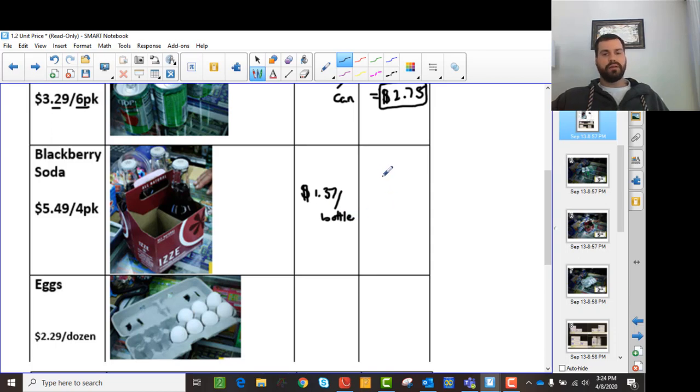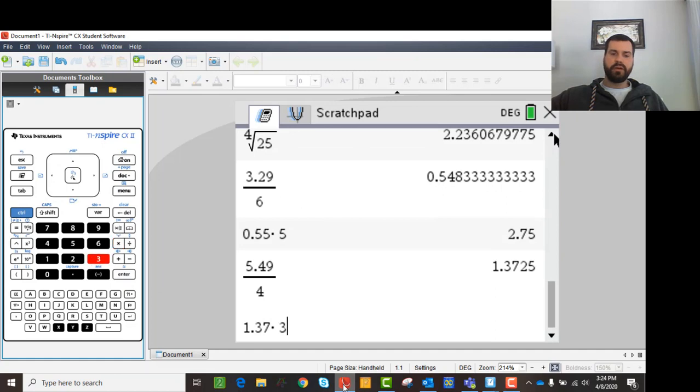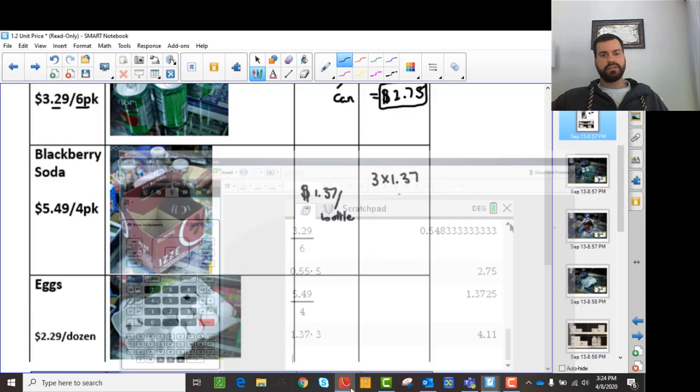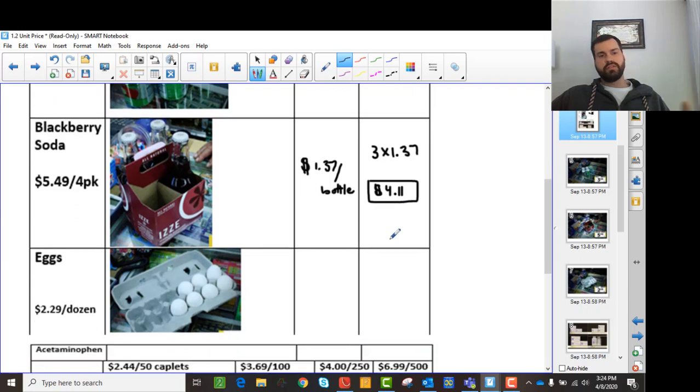Now I have 3 bottles, so 3 times $1.37 is what I'm going to have to pay. So if I take $1.37 and times it by 3, I get $4.11. So I'm going to pay $4.11. Okay, now that's obviously before tax, which you may have already talked about. It's before deposits for the bottles and all that stuff. So there may be more expensive, but in terms of a unit price and then converting it into a price per bottle, that's what the answer is.